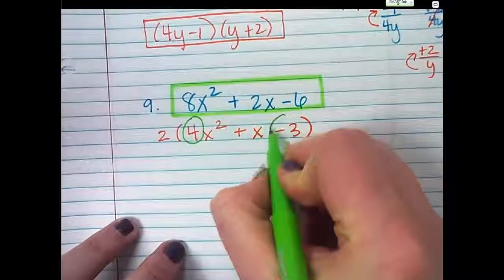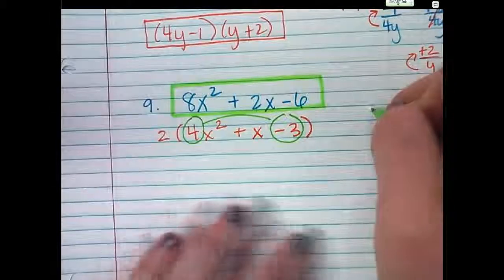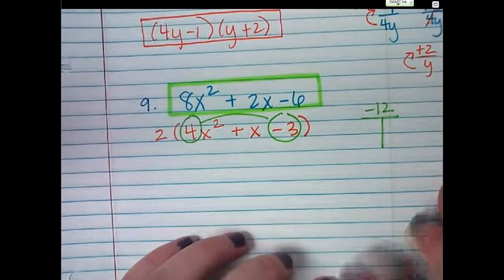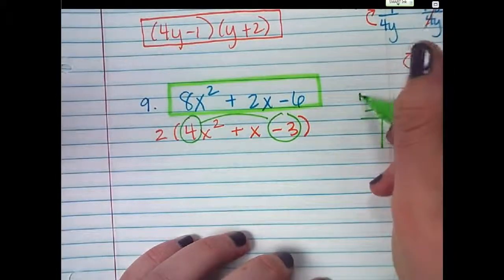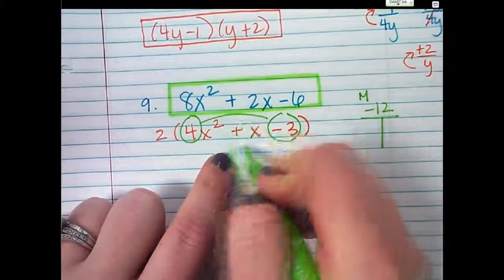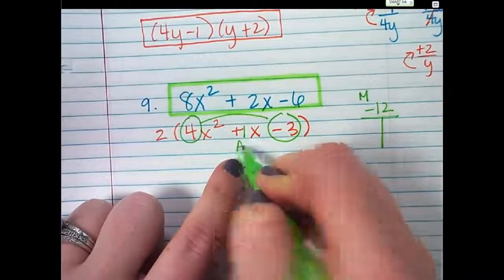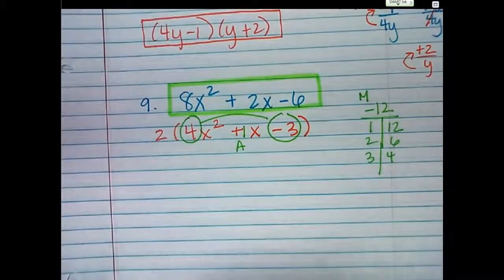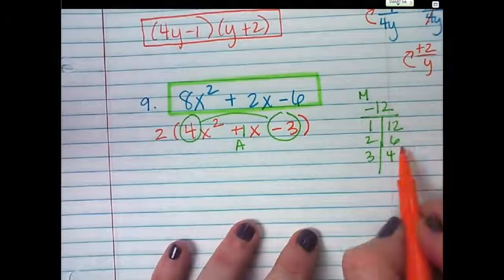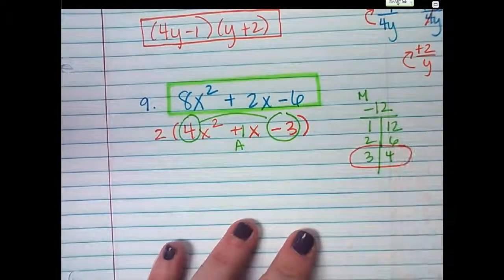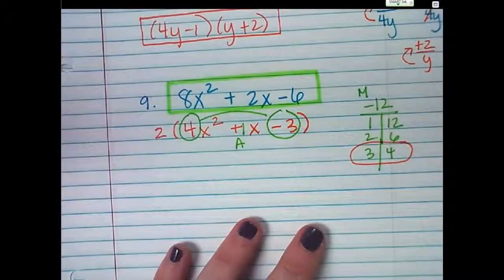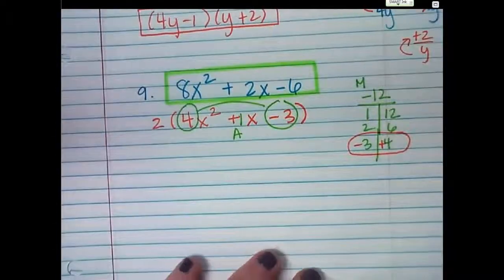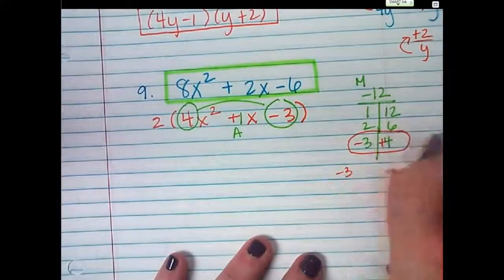So now multiply 4 times negative 3, so negative 12. So something that multiplies to give me negative 12 and adds to give me what's here in the middle? Yeah, just a positive 1. So 1 and 12, 2 and 6, 3 and 4. So 3 and 4. Which one's negative? 3 is negative, 4 is positive. So negative 3 and positive 4.